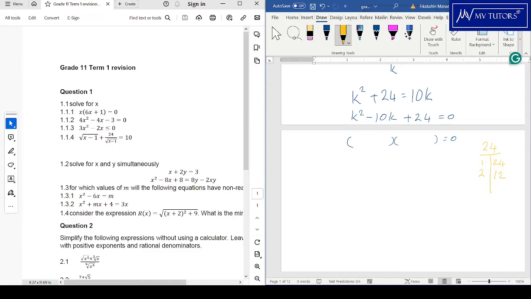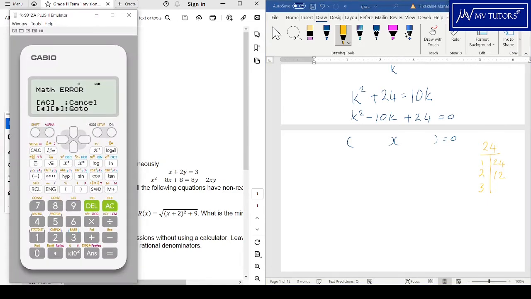Well, it's not so promising, because if I make 12 negative and 2 positive, that negative and positive will give me minus 10. But when it comes to multiplying a negative and a positive, they will give me a negative 24, but I have a positive 24, so that's not going to work. Let's try a 3. Okay, 24 divided by 3 is, it's 8. 3 and 8.